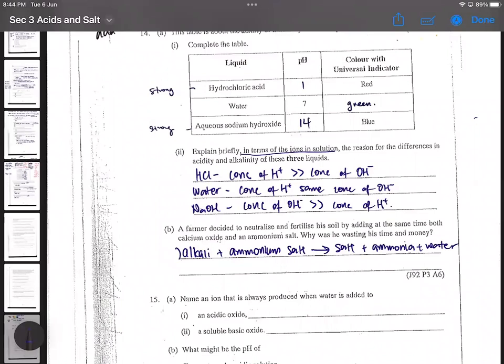Okay, so for this, it's not just alkaline, right? It's any base, also known as any kind of metal oxide or metal hydroxide. So in the question here, you have your ammonium salts. The calcium oxide is the base. So it is exactly this reaction we're talking about.